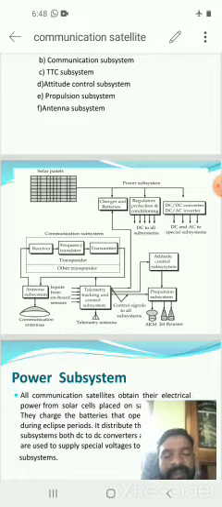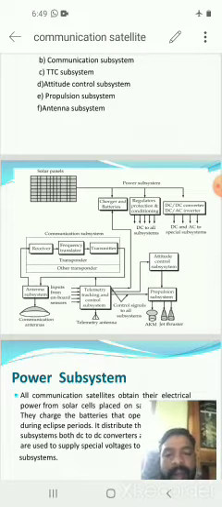Communication subsystem, which mainly consists of transponders. So transponders means transmitter and receiver sections. They receive the signals from the receiver antenna, and these signals are amplified or processed and given to the transmitter, and the transmitter signals are again transmitted to the Earth station. So it is the main part of the communication system, the heart of the satellite.